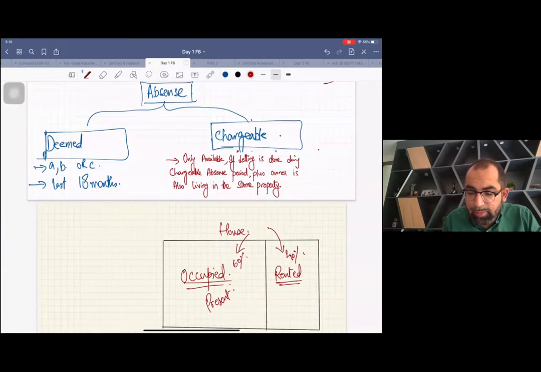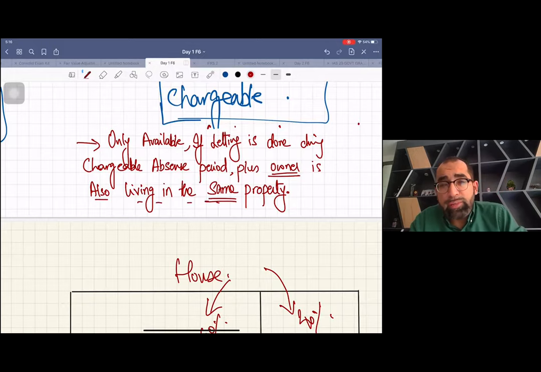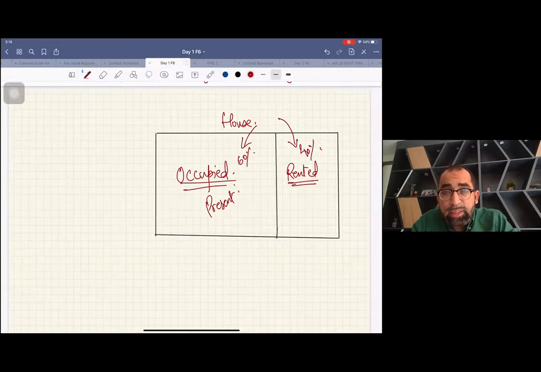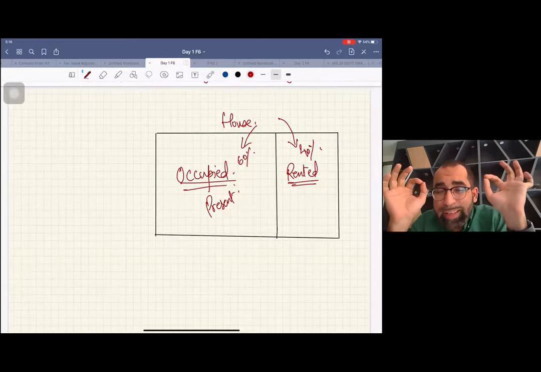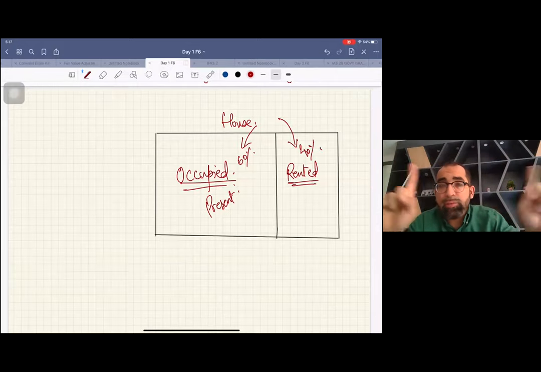Now, letting relief is only available, see these lines, if letting is done during a chargeable absence period, plus the owner is also living in the same property. Then letting relief is available. Don't forget. Okay, this is the only case. See this sketch. This is the only case of letting relief. So don't even think about letting relief if you have left the house and the house is rented. Then no letting relief is available now. Previously, yes, it was available. Now it's not available. Please take care.